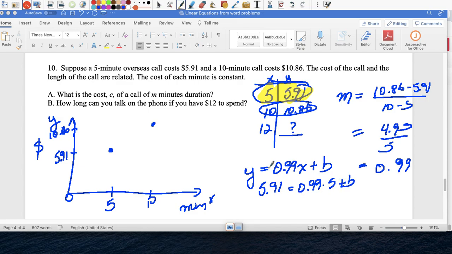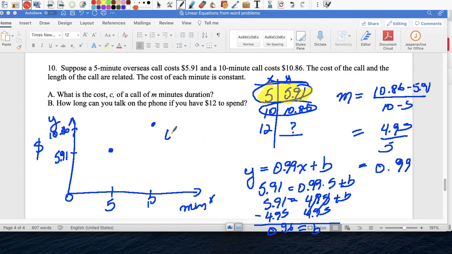So if you made a 5-minute call, it would cost you 5 times 0.99, which is $4.95. But this is actually $4.95 plus b, 5.91. So let's subtract $4.95. So you're subtracting the price of the phone call. Whatever is left over is your charge. So 5.91 minus 4.95 equals 96 cents. So every call has a sneaky processing charge of 96 cents.